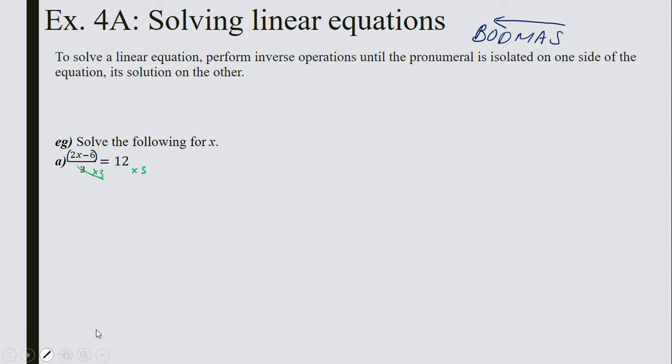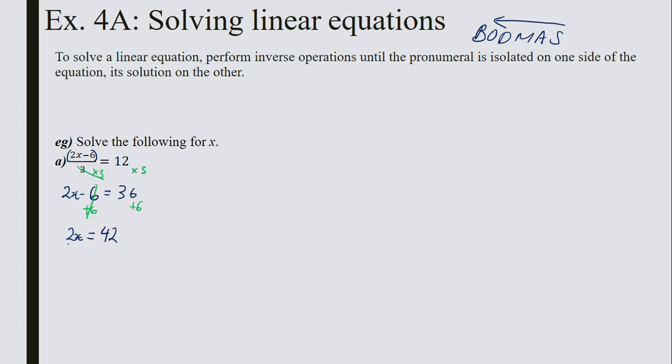And we get 2x minus 6 equals 36. So 12 times 3 is 36. And we continue. Now, using BODMAS again, the reverse of that, we're looking for additions or subtractions to get rid of first. And we've got a minus 6, so we'll add 6 to both sides to cancel that out. That now gives us 2x on the left-hand side equals 42 on the right-hand side.